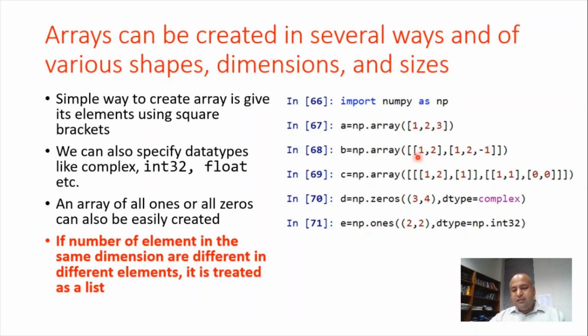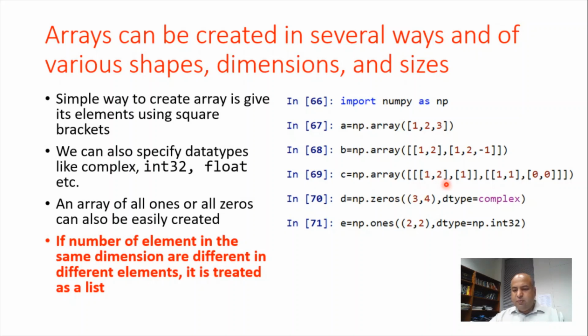this array. This though looks like a 2D array, but it's not. It's actually a one-dimensional array. Its first element is this array 1, 2, and its second element is also an array of three elements 1, 2, minus 1. This is not a two-dimensional array because the number of elements here and the number of elements here are not the same. When the number of elements are not the same in two dimensions, then NumPy treats it as a list.